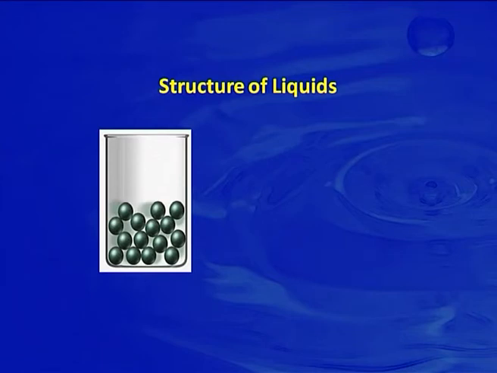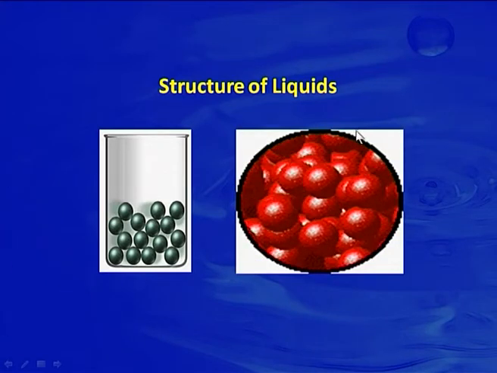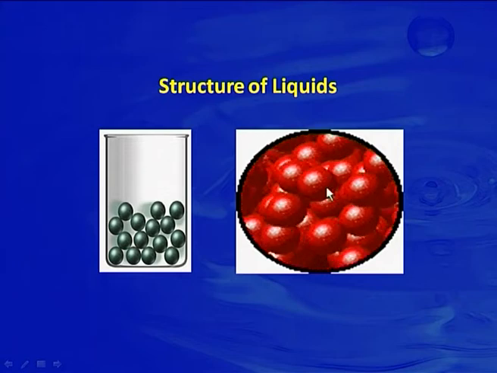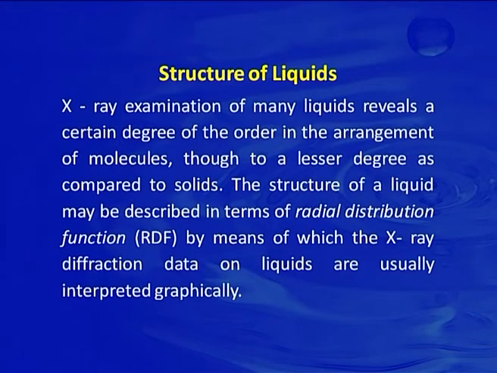Here is the structure of liquid. Look how the liquid molecules are moving, but they are not completely separate. The next picture we will discuss later on. X-ray examination of many liquids reveals a certain degree of order in the arrangement of molecules, though to a lesser degree as compared to the solid. The structure of a liquid may be described in terms of the radial distribution function, RDF, by means of which the X-ray diffraction data on liquids are usually interpreted graphically.